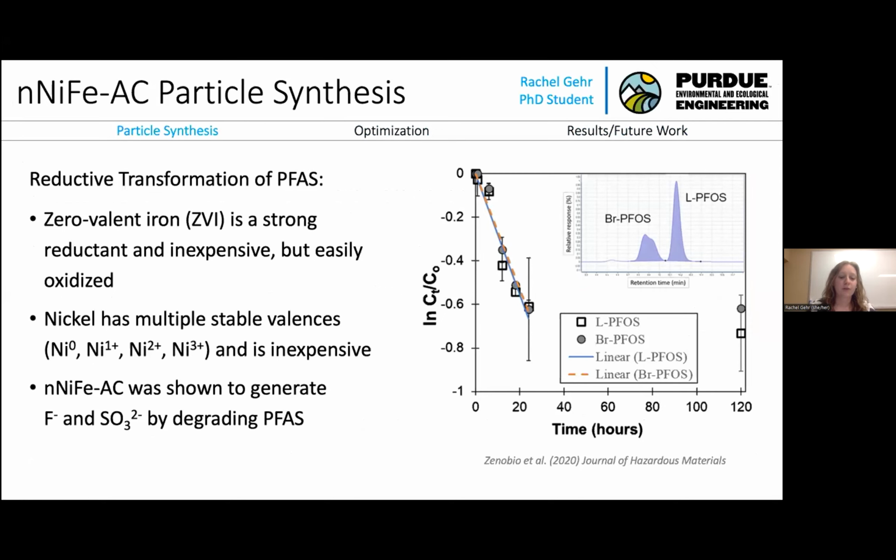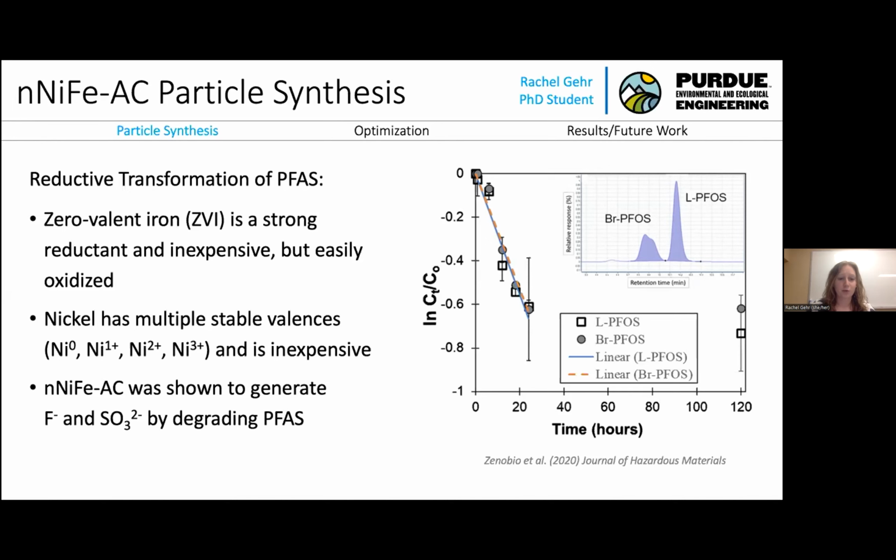Several zero-valent metals, particularly zero-valent iron, are a really strong reductant, and it's also pretty inexpensive, so it's pretty accessible. But it is easily oxidized, which calls for the addition of a catalyst. We also know that since nickel is stable in several valence states and it's also an inexpensive metal, this would work great alongside the iron.